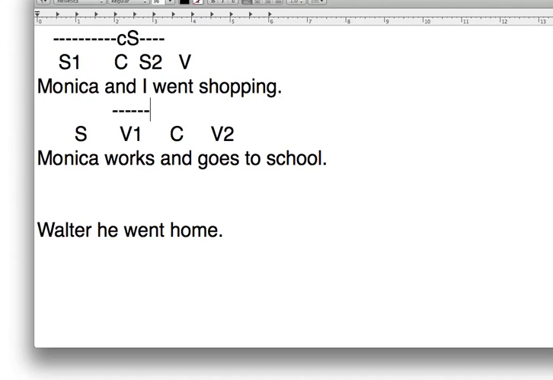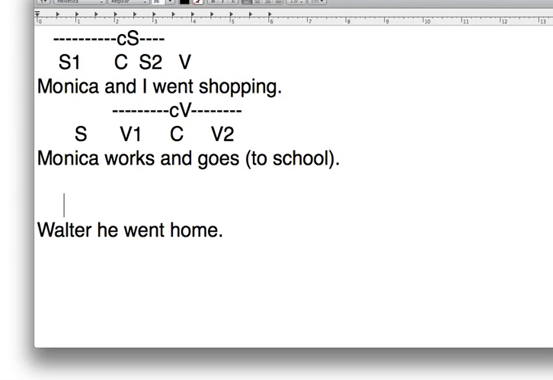All the way from works, lowercase c, capital V, all the way to goes. And then to school is a prepositional phrase. Okay, so here's a compound subject, here's a compound verb. So what this is telling us is that this is a single subject-verb pair. Okay, here's a subject, the verb that goes with it, a compound verb. Here's a compound subject, the verb that goes with it is a single verb.